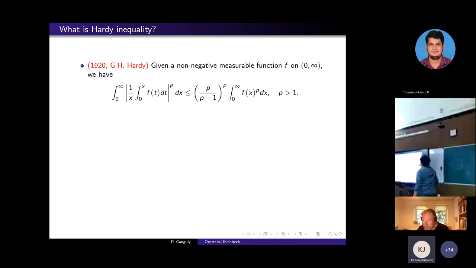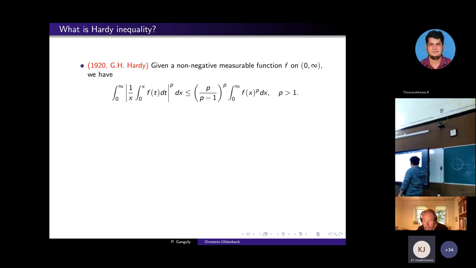Okay, so what Hardy proved is that whenever f is a non-negative measurable function on the half line, this inequality holds, whenever the right hand side of the integral is finite. Now, to make it more mathematically appealing, let us rephrase this inequality in a different form.